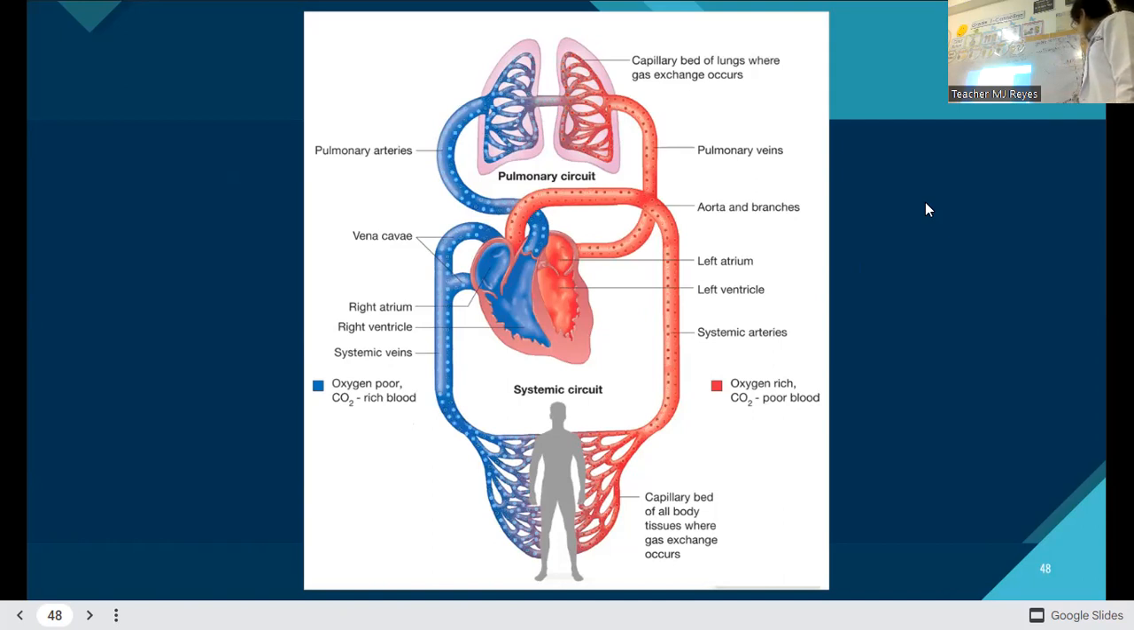From the lungs, it will return to the heart through the pulmonary veins, PV, to LA or left atrium. Bicuspid valve is MV, mitral valve or bicuspid valve. Next is LV or left ventricle. Aortic valve is AV. Then the aorta, to all parts of the body.